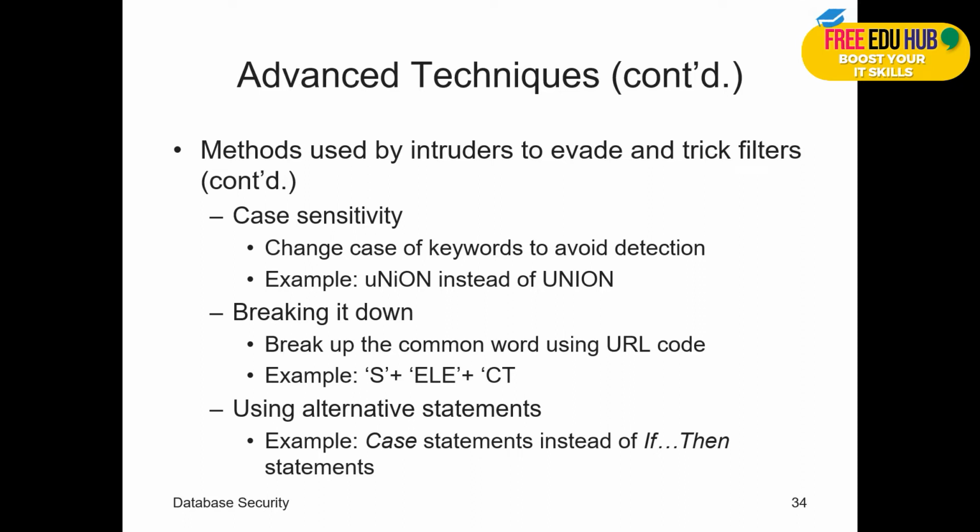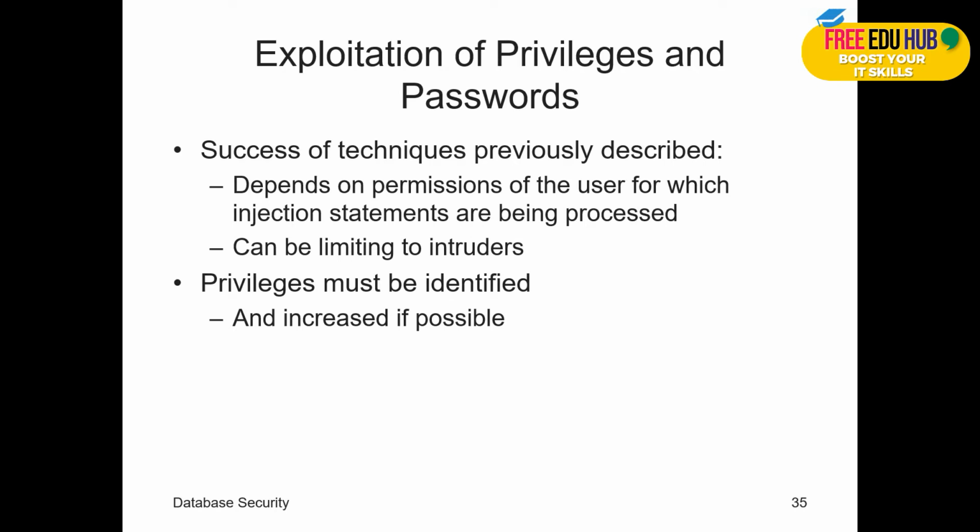Using alternatives, for example, case statements instead of if-then statements. If you want to reach a final destination of 4, they can combine it like 2 plus 2, and then it would be equal to 4, instead of writing some typical numbers or things in the URL.